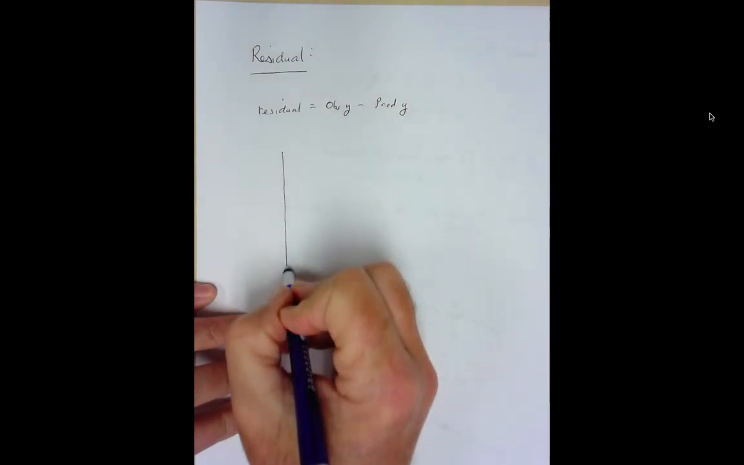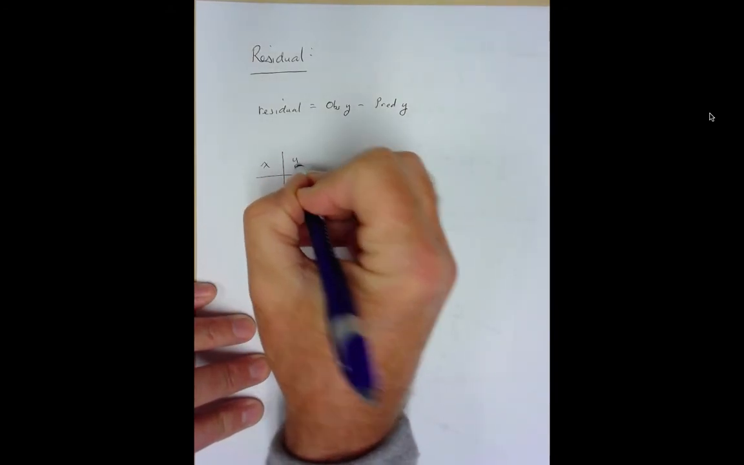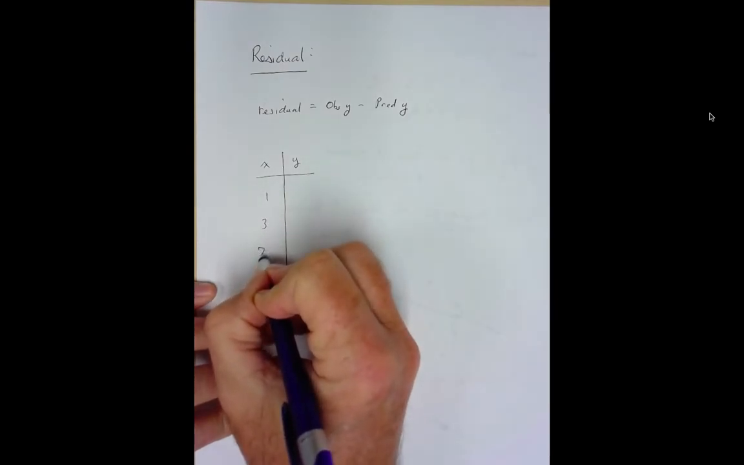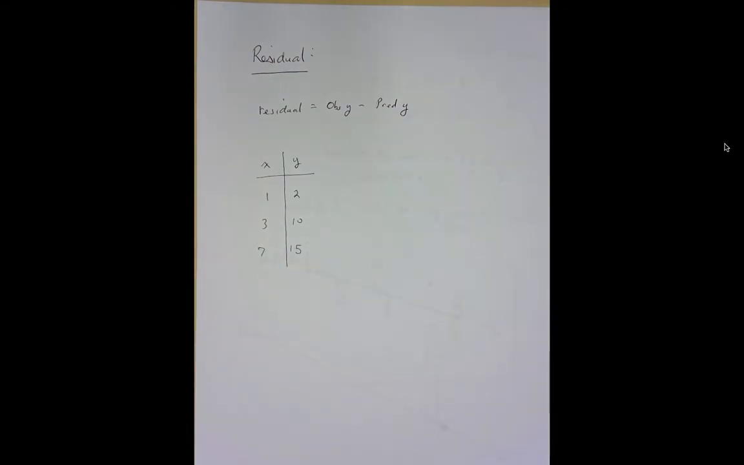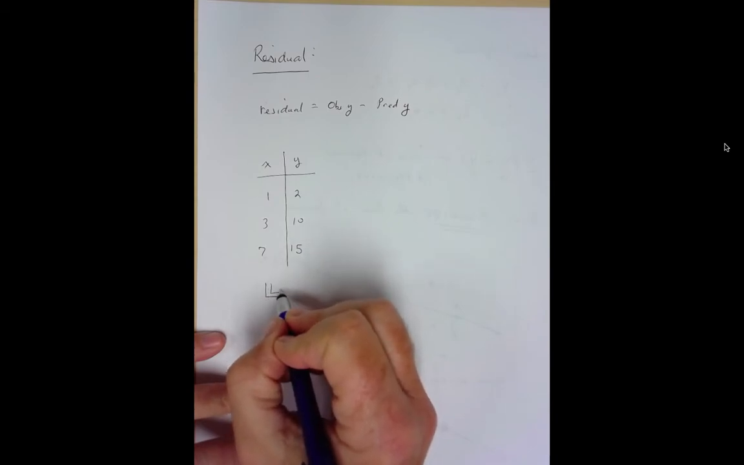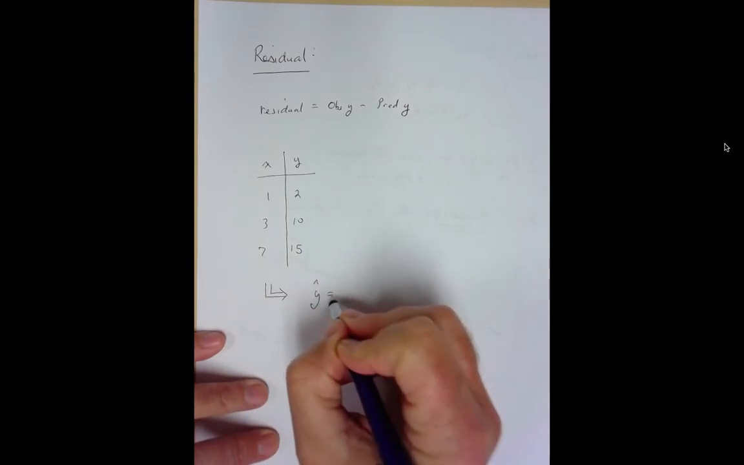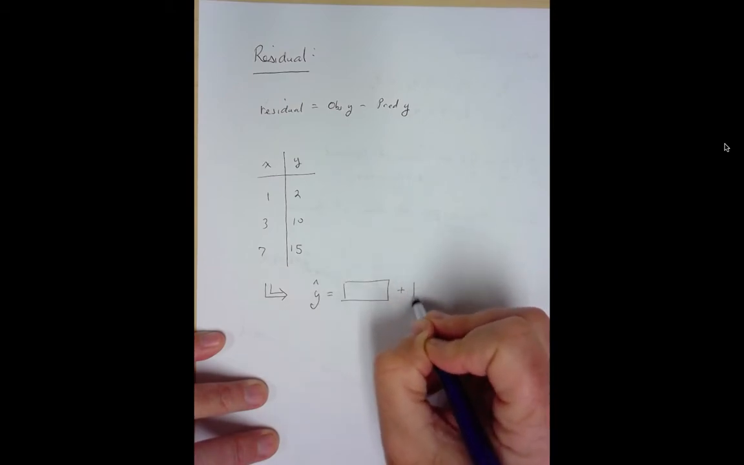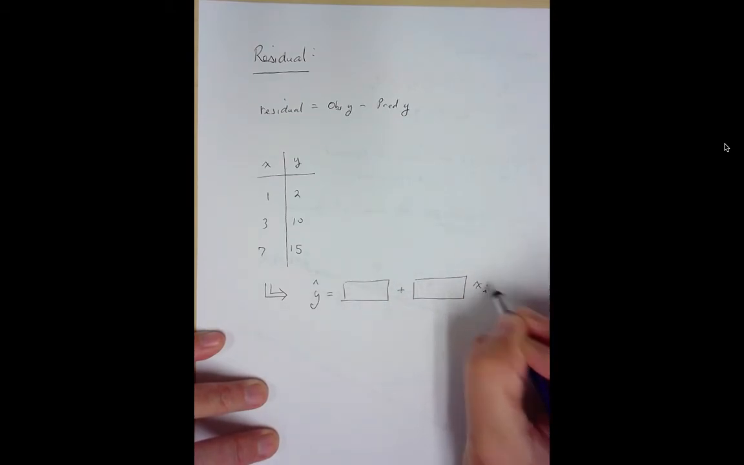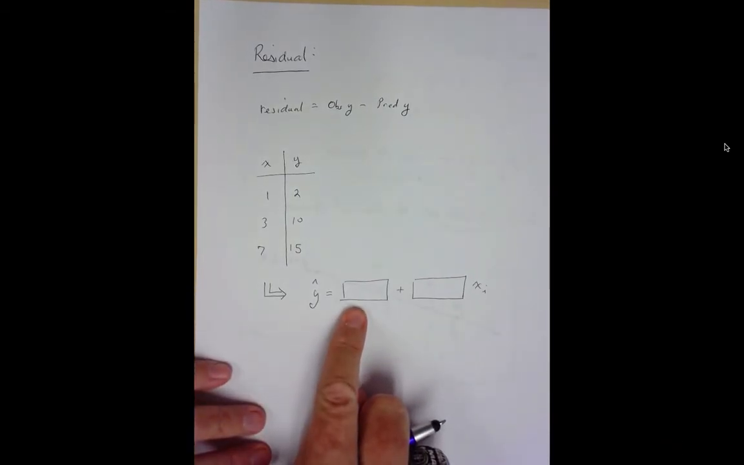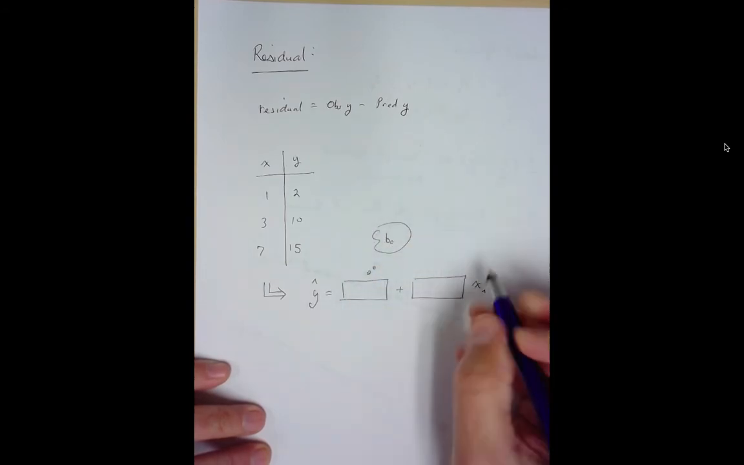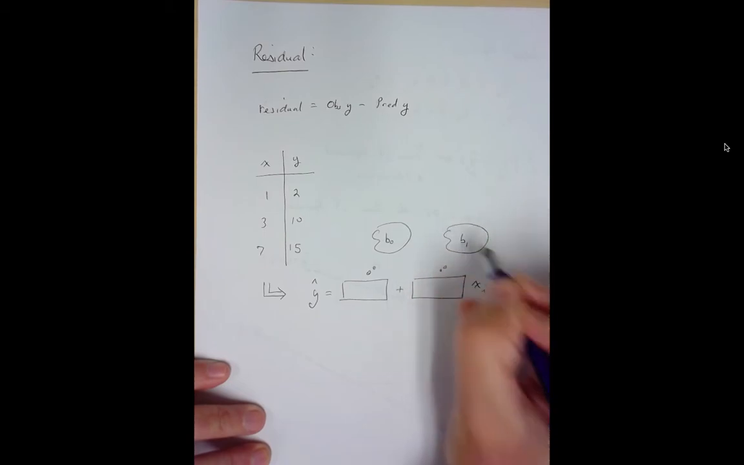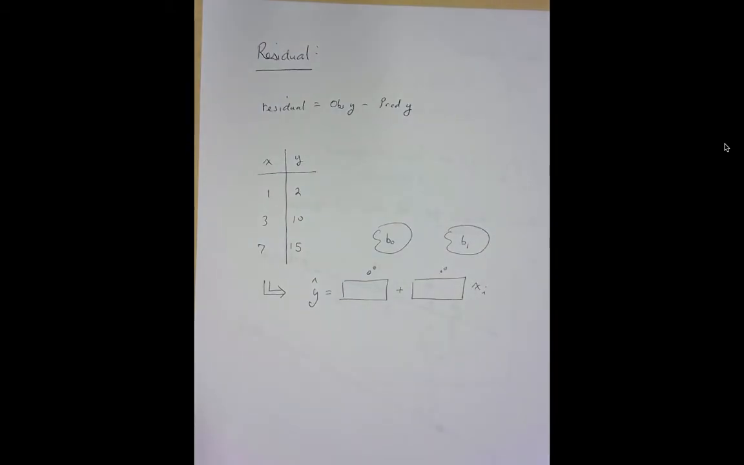So let's say we have some values between x and y: x is 1, 3, 7, and y is 2, 10, 15. If I was going to create the linear regression model from this very quickly, I would have y hat equals some value plus another value times x sub i. This is clearly called our intercept, and this is clearly called our slope. So b0 and b1 respectively are our intercept and our slope.